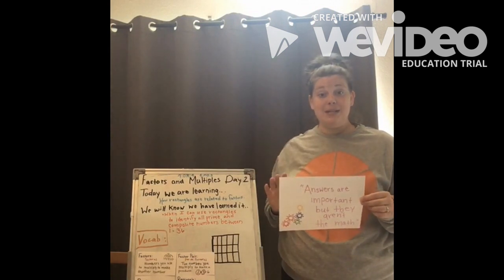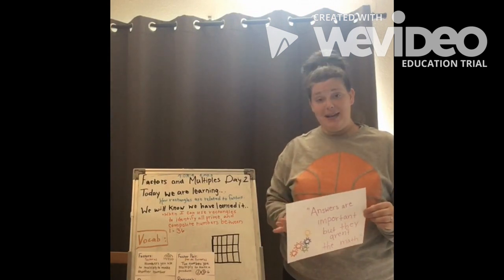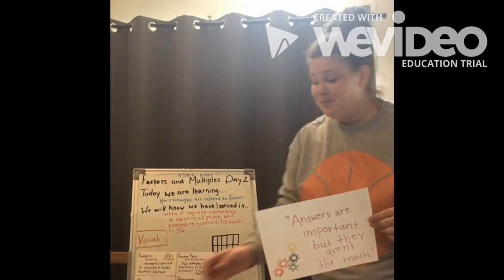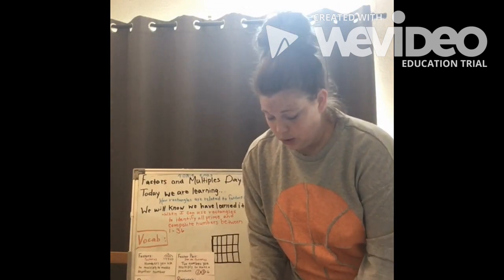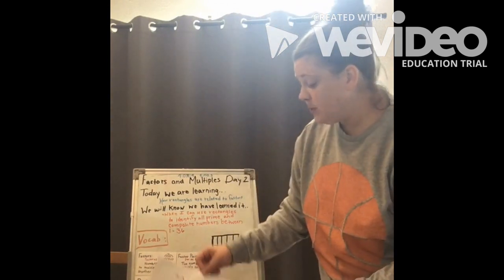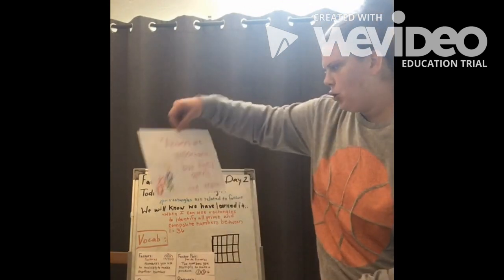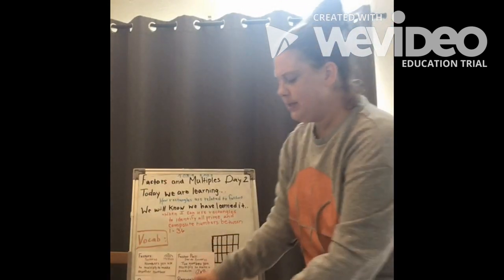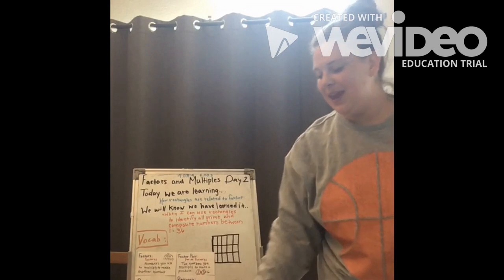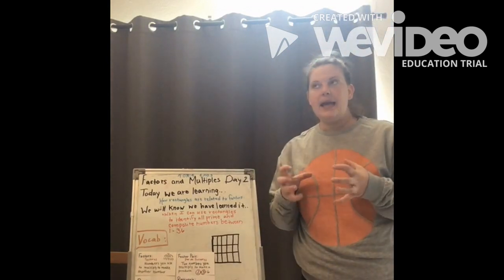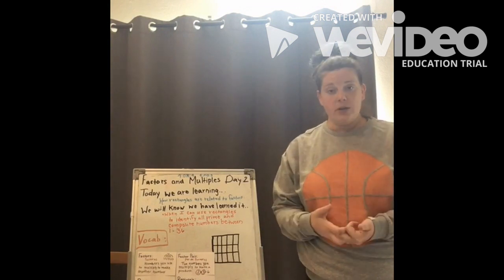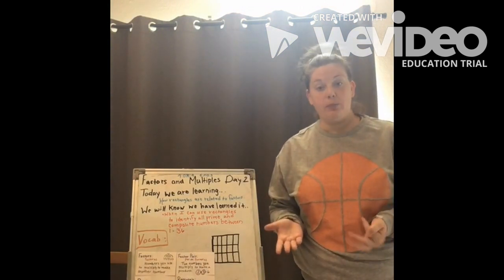Sometimes the ability to see your thinking is just as important as getting the correct answer. So before I show you what your assignment is going to look like today, I'm going to kind of explain to you how rectangles can help you understand factors and therefore help you understand prime and composite numbers.